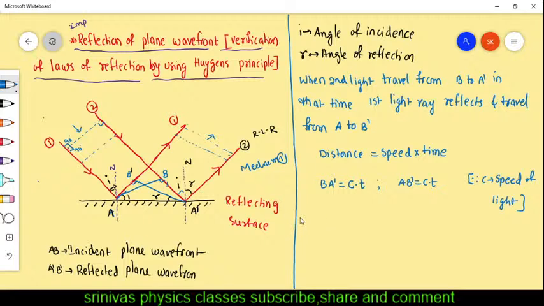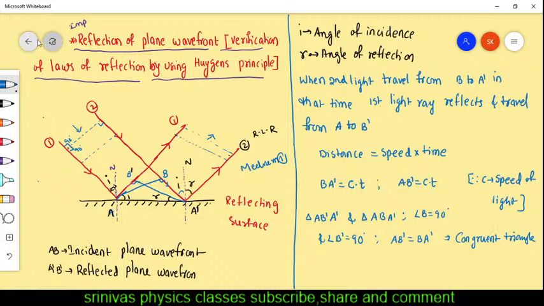Now I'm going to take one thing from the triangles. One triangle you take as AB dash A dash, and another triangle as ABA dash. You see the two triangles with the cursor. These are the two right angle triangles. Angle at B is equal to 90 degrees and angle at B dash is equal to 90 degrees. And one more point is that AB dash is equal to BA dash. Then from that we say that these two are congruent triangles. In congruent triangles, opposite angles are equal. Opposite angles are equal means we write angle of incidence is equal to angle of reflection.